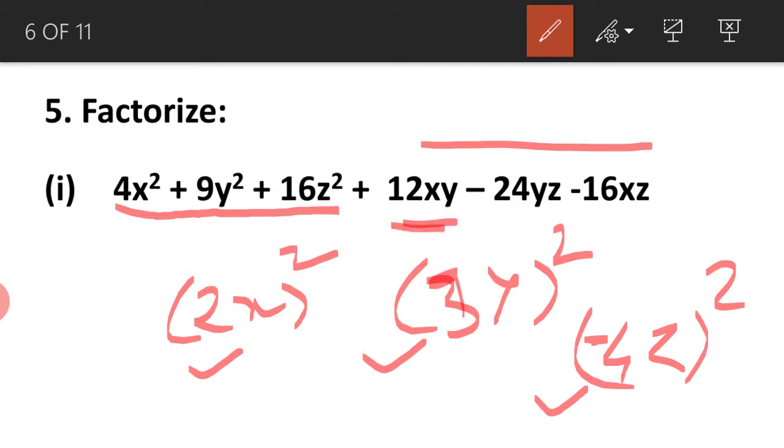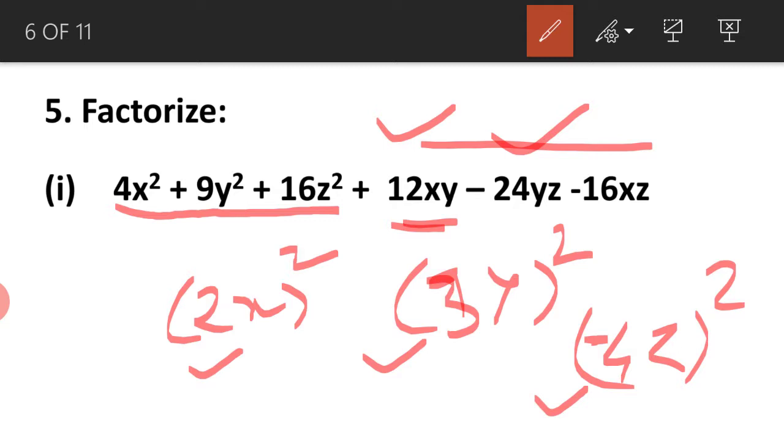So 2x into 3y, it will be 6xy into 2, 12xy. Okay, satisfied. Similarly, 3y into minus 4z, it will be minus 24yz into 2, minus 24yz. This also satisfied. Then minus 16xz, 2x into minus 4z, it will be minus 8xz into 2, that is minus 16xz. So all the conditions, all the terms are satisfied.